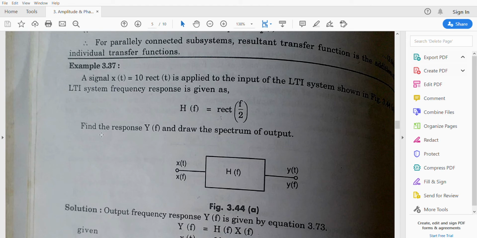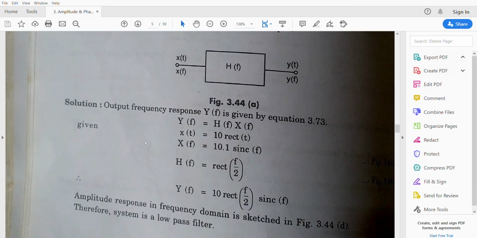So what we can do is convert this given x of t into the frequency domain, and we already know that the rectangular pulse's Fourier transform is a sinc. So we simply convert this x of t into the frequency domain. What we get is A tau sinc of f tau, so here we can say 10 sinc of f.